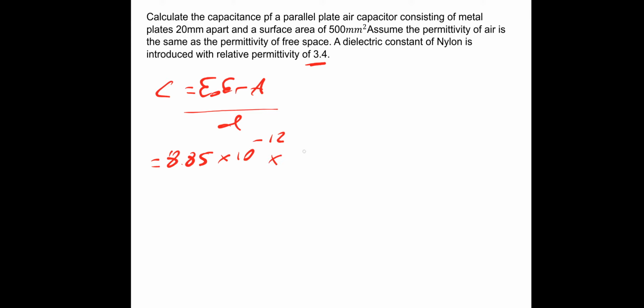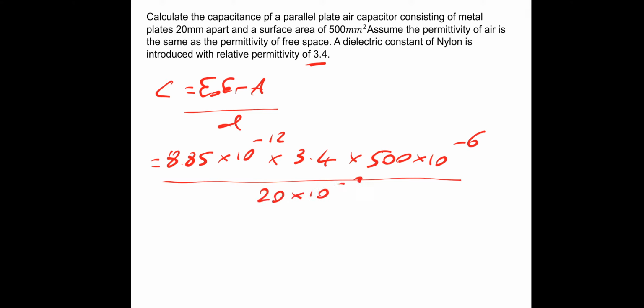So capacitance is equal to, this time, epsilon naught, epsilon r, because we've got the dielectric constant, multiplied by area divided by distance. So then let's just put our numbers in. So epsilon naught is 8.85 times 10 to the power minus 12, multiplied by epsilon r, the dielectric constant, which is 3.4, multiplied by the area, so that's 500 times 10 to the minus 6, divided by the distance between the plates, which is 20 times 10 to the minus 3 meters. So that gives a capacitance of 7.5 times 10 to the minus 13 farads.